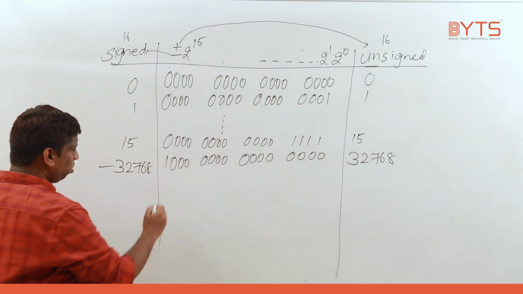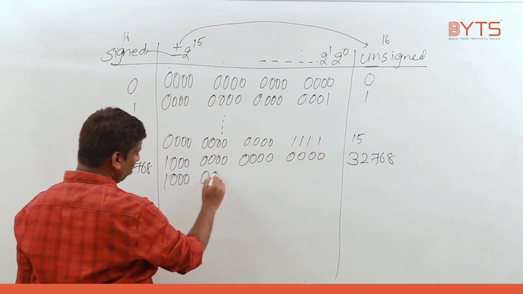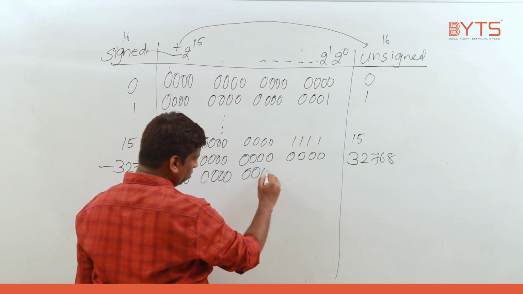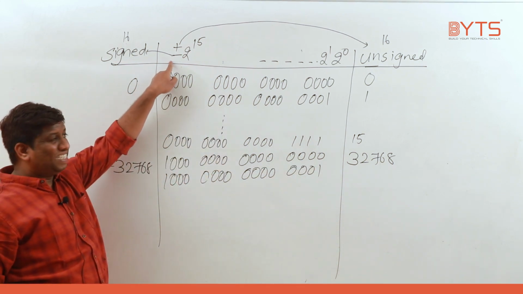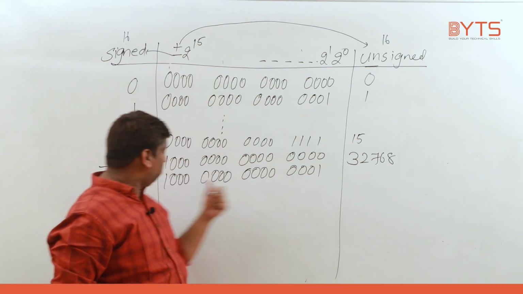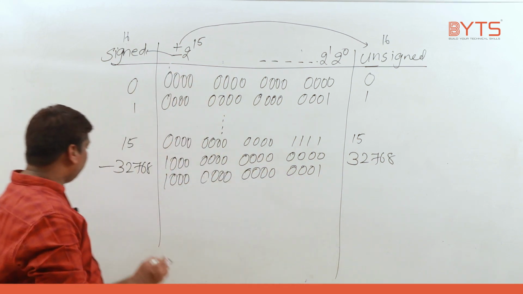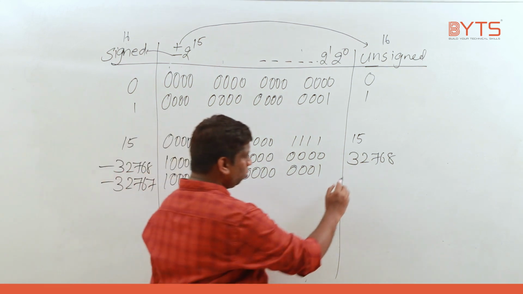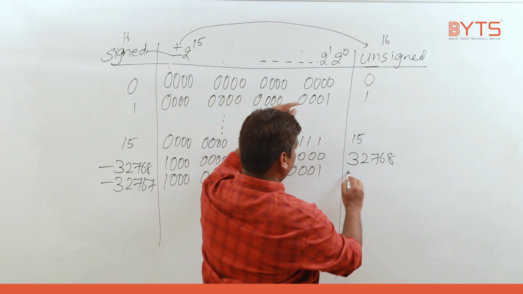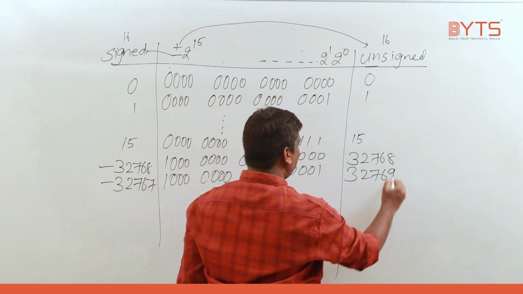Next value I'll write 1 followed by all zeros, followed by 1. This is minus 32768, and this is 1. Minus 32768 plus 1 will become minus 32767. What will this be for unsigned? 32768 plus 1, that is 32769.